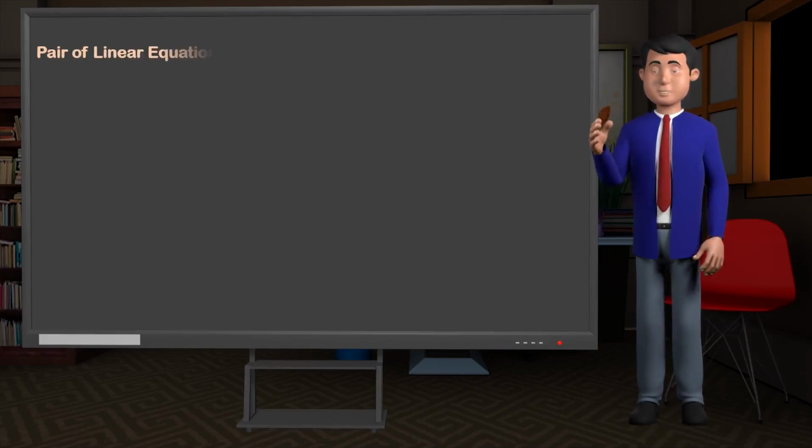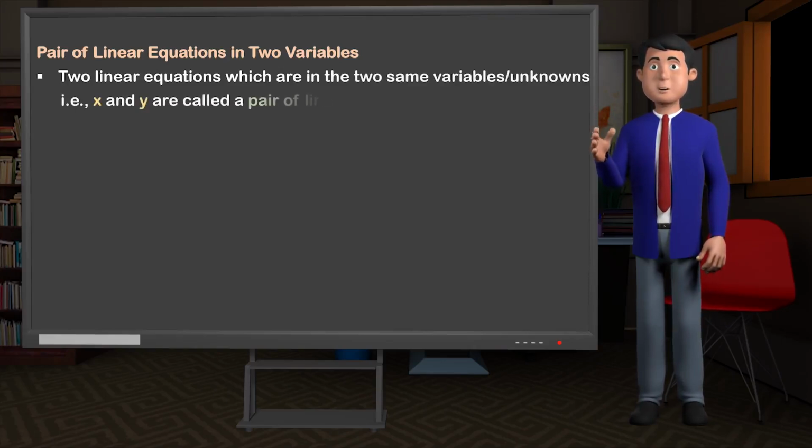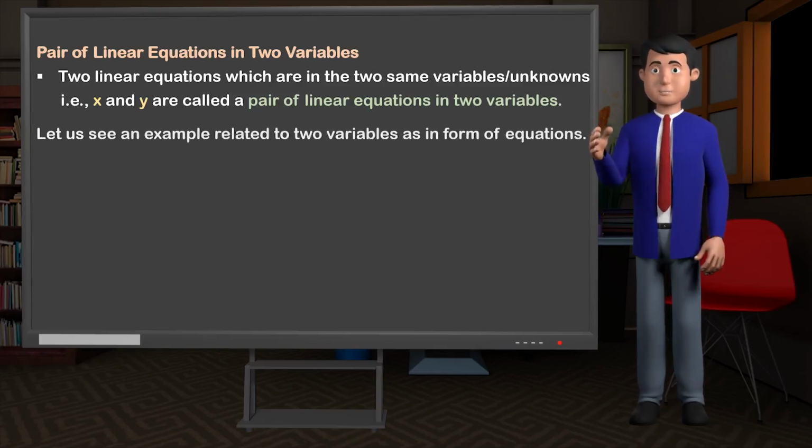Pair of linear equations in two variables. Two linear equations which are in the two same variables or unknowns, that is x and y, are called a pair of linear equations in two variables. Let us see an example related to two variables in the form of equations.